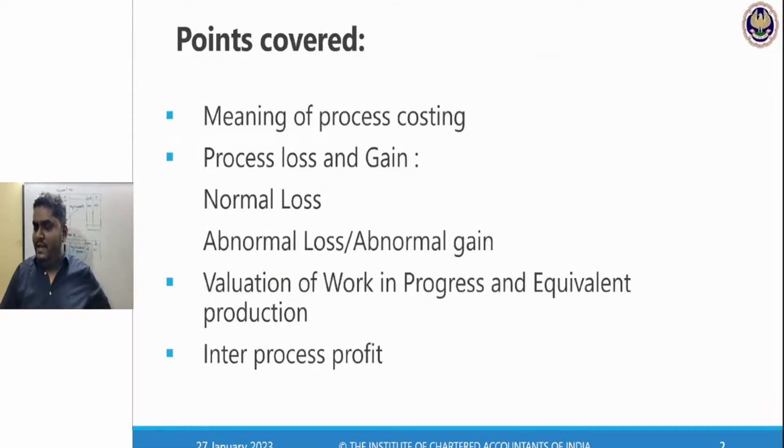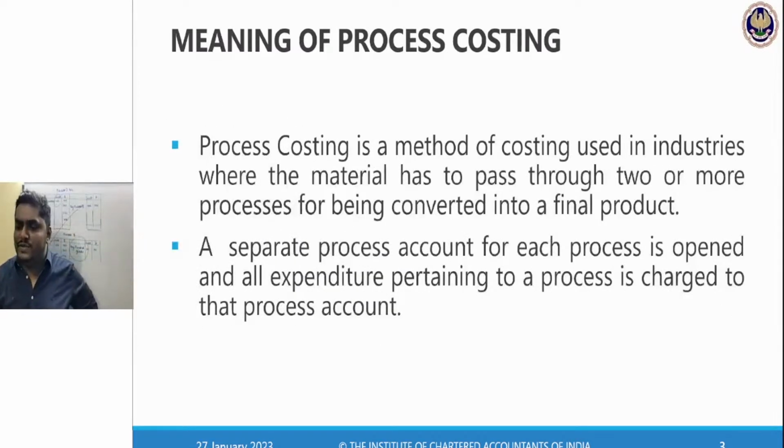So the first slide is: what is process costing? Process costing is a method of costing used in industries wherein the material has to pass through two or more processes before being converted into the final product. A separate process account is to be prepared for each process, and all the expenditure pertaining to a process is charged to that process account.